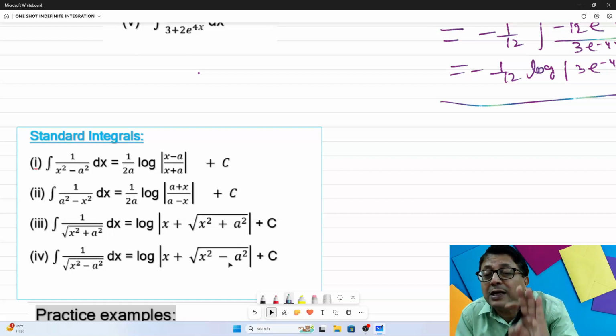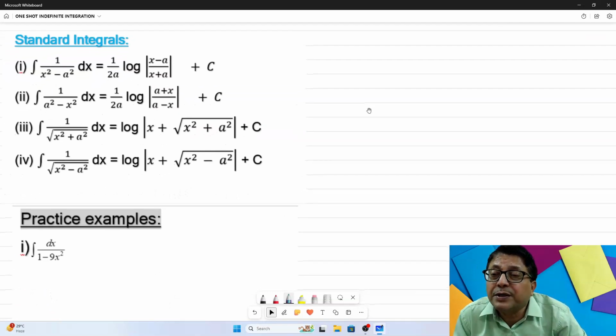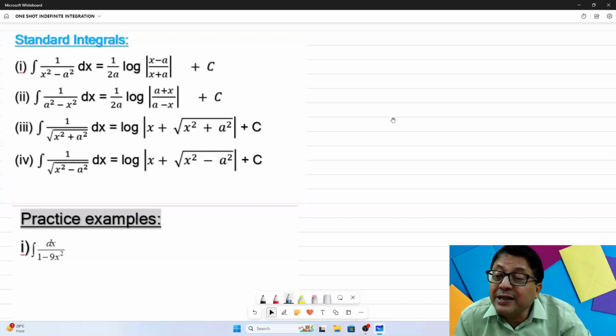Only these 4 standard integral formulas are there in your syllabus. Let us work on it. You see, in all these formulas, x square has coefficient 1. So if we can make the coefficient of x square 1, then our calculation will be easier. We can write the answer directly.